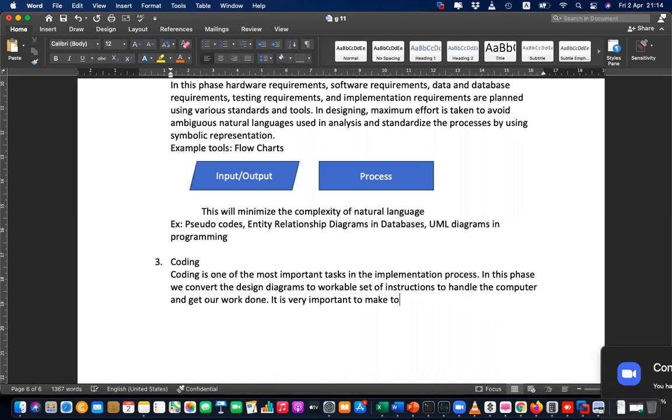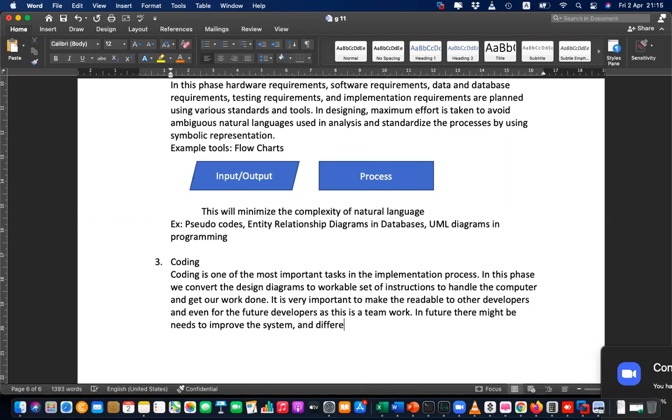to make the code readable to other developers and even for the future developers, as this is a teamwork. In future, there might be needs to improve the system. There might be needs to improve the systems, and a different set of developers might handle the case.